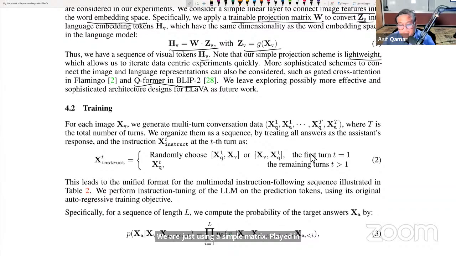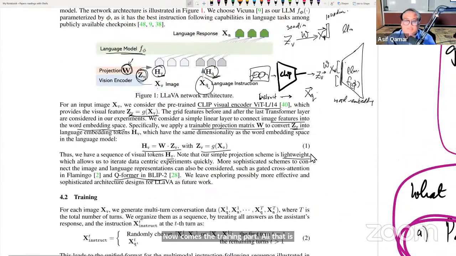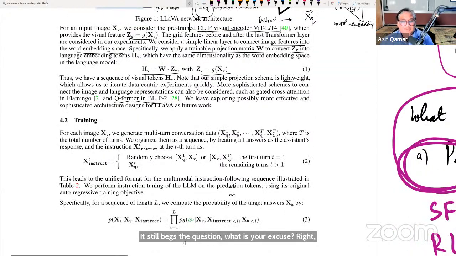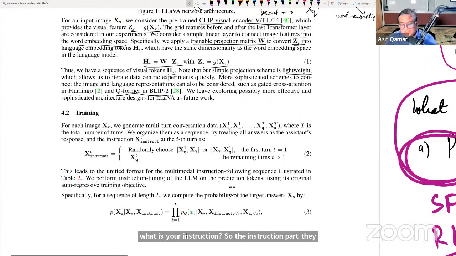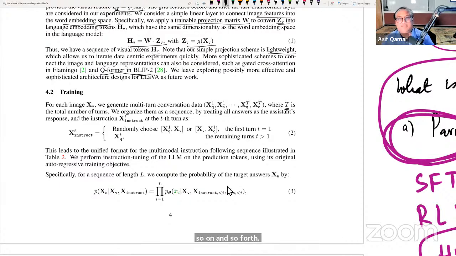Now comes the training part. All that is fine, but what is your instruction? It still begs the question, what is your XQ? Right? What is your instruction? So the instruction part they talk about. What they say is that given an image, we generate a multi-turn conversation. So just like that, this question, its answer, the next question, its answer, and so on and so forth. So T turns, the total number of turns you organize. So what is the turn? A turn is between the question and the machine's answer, the assistant's answer.